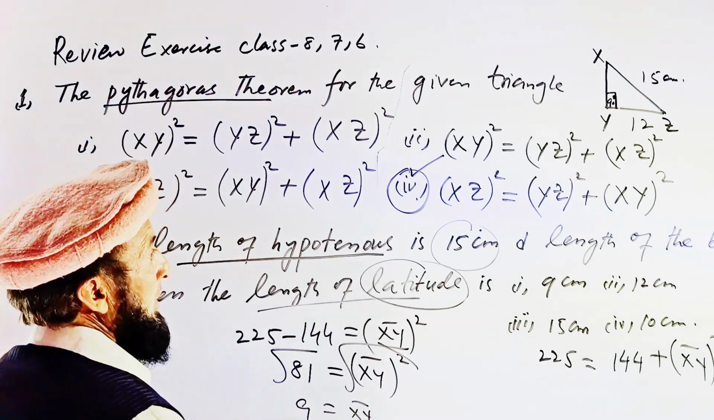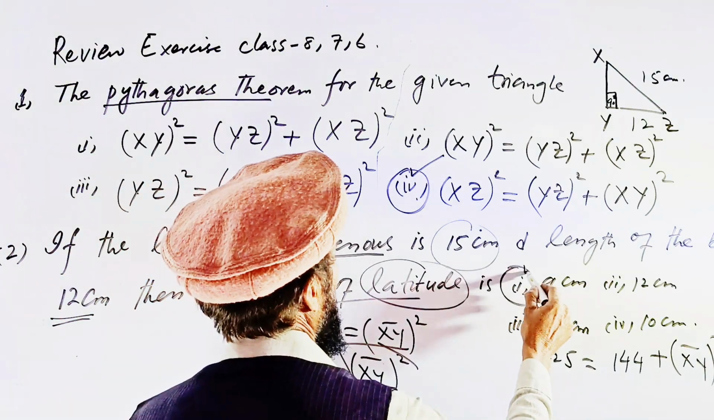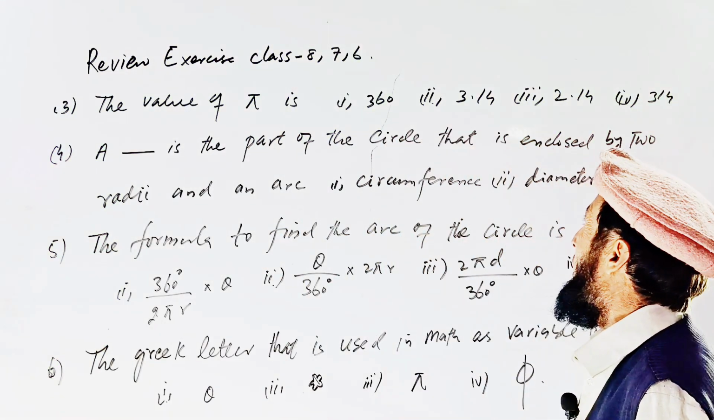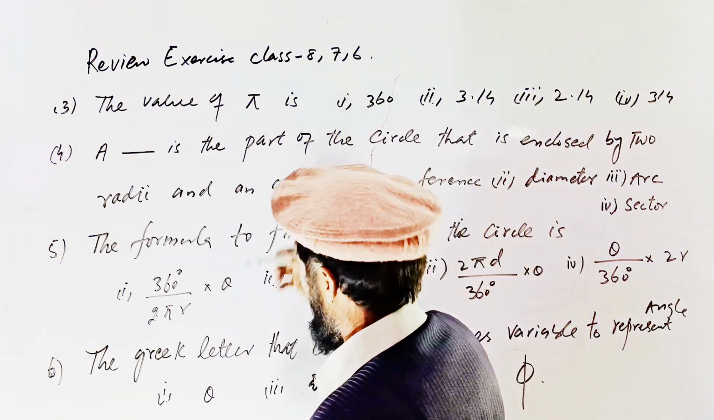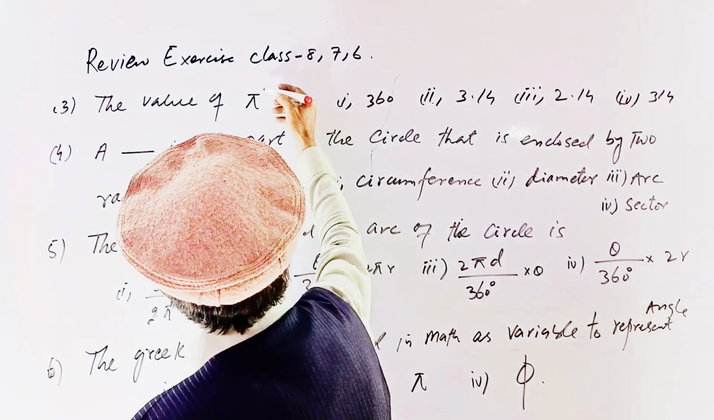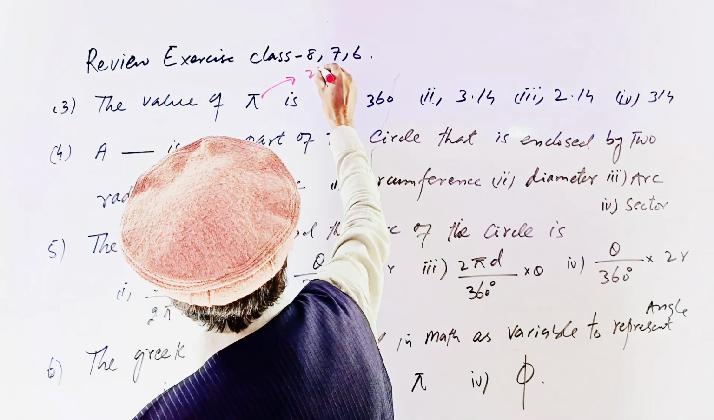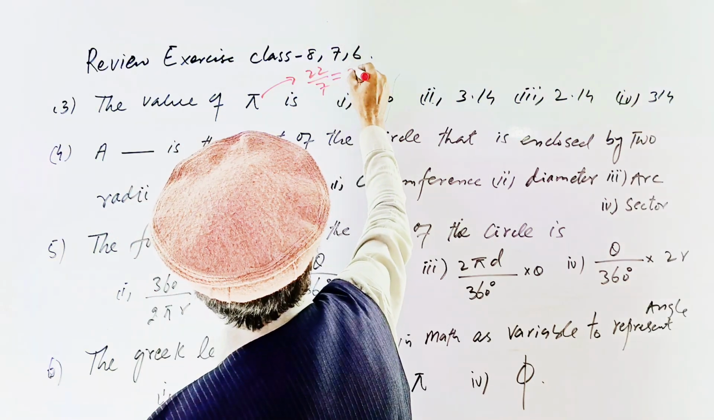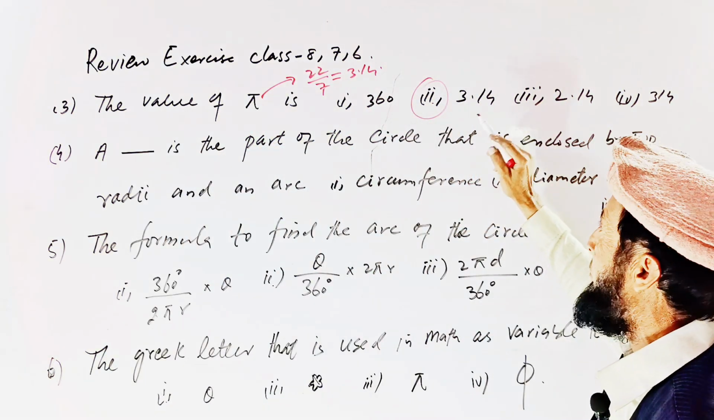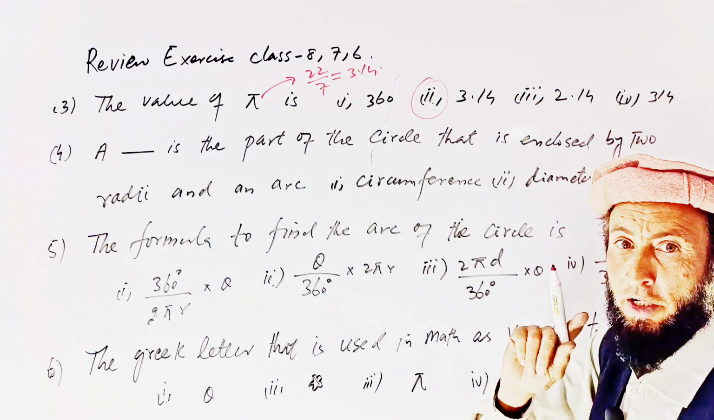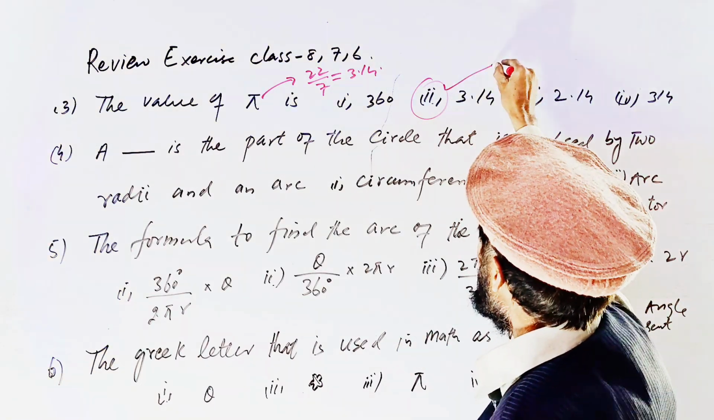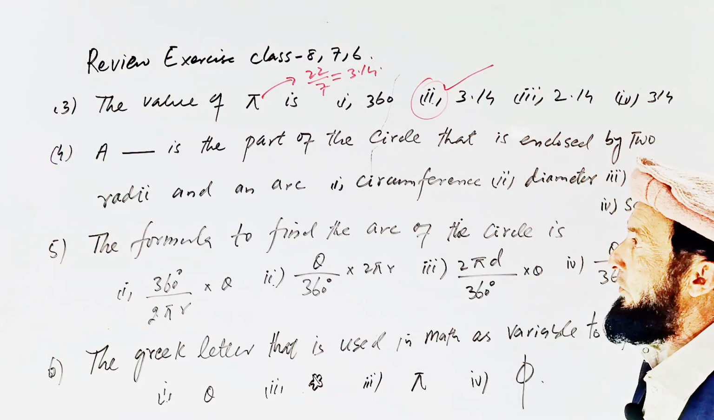Now we check in the options. The first is the correct option. Value of pi, that is very simple. We have pi is equal to 22/7. So if we divide, we get 3.14. 3.14 is the correct answer.